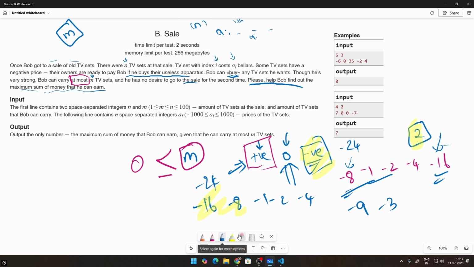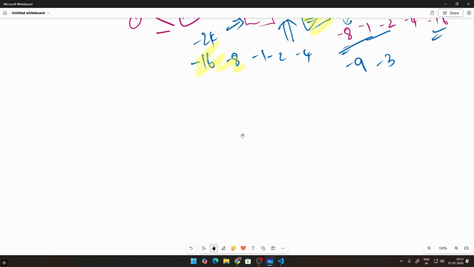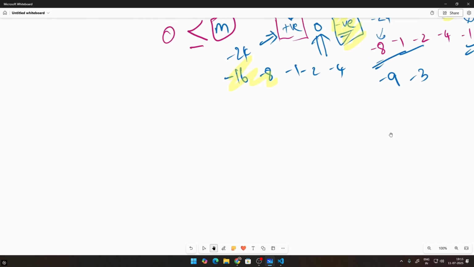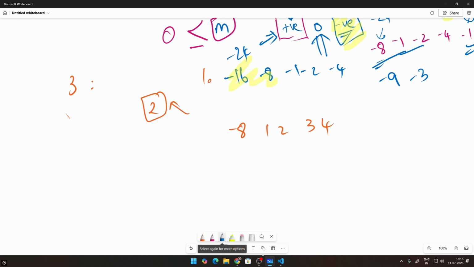Now, in every case, do I have to carry at most m? As we discussed, that is something that we don't do. So let us discuss 3 cases, and this was case number 1. Let's go ahead for case number 2. Again, I can carry only 2 TVs, but now my list is something like -7, 8, and so on. This is the sorted list, by the way. I can carry at most 2 TVs. So what will I do? Of course, I'll take the first TV and I'll just stop, because the second TV is a positive number.